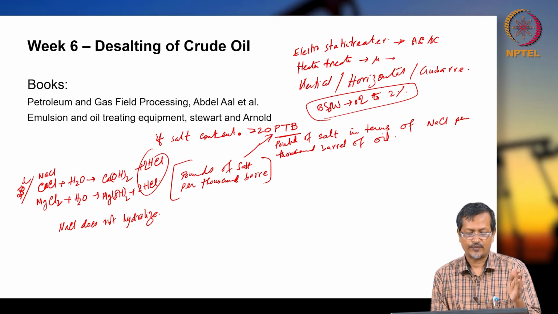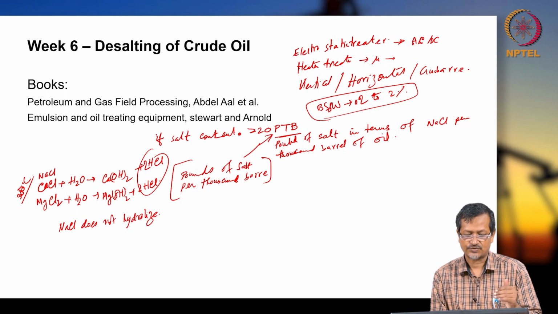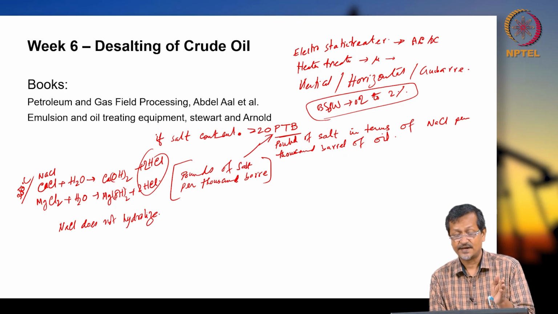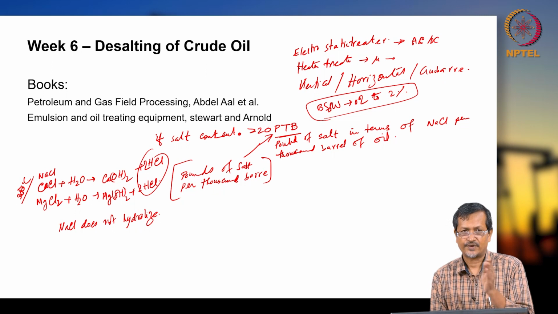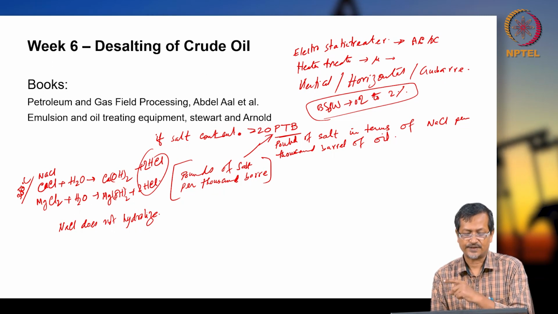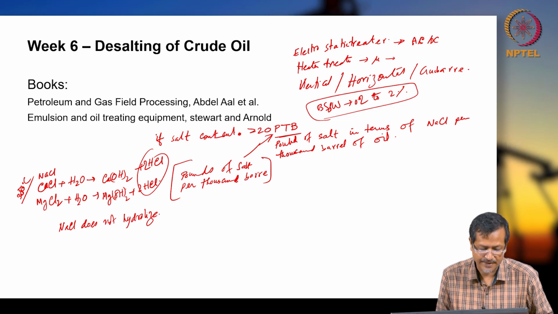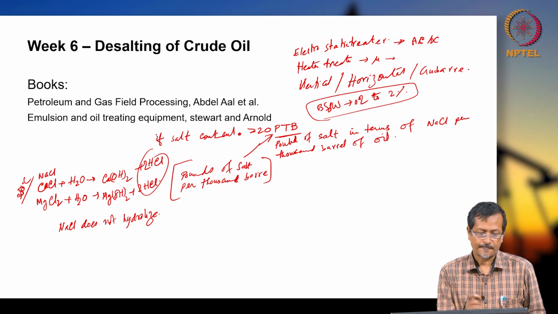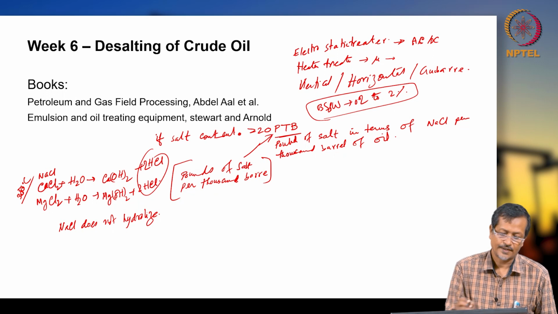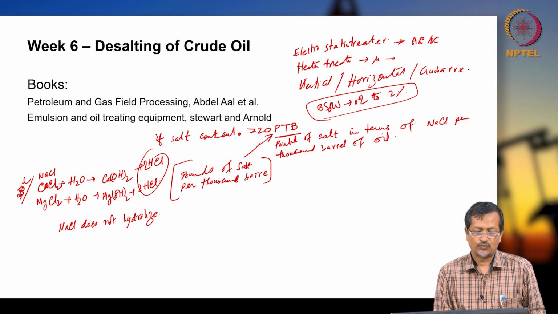So, you have to remove calcium or magnesium chloride, this sort of salt, so that acid creation will be stopped. If you are not stopping acid creation, then there will be other issues. And again, magnesium chloride or calcium chloride, these salts will be getting deposited.